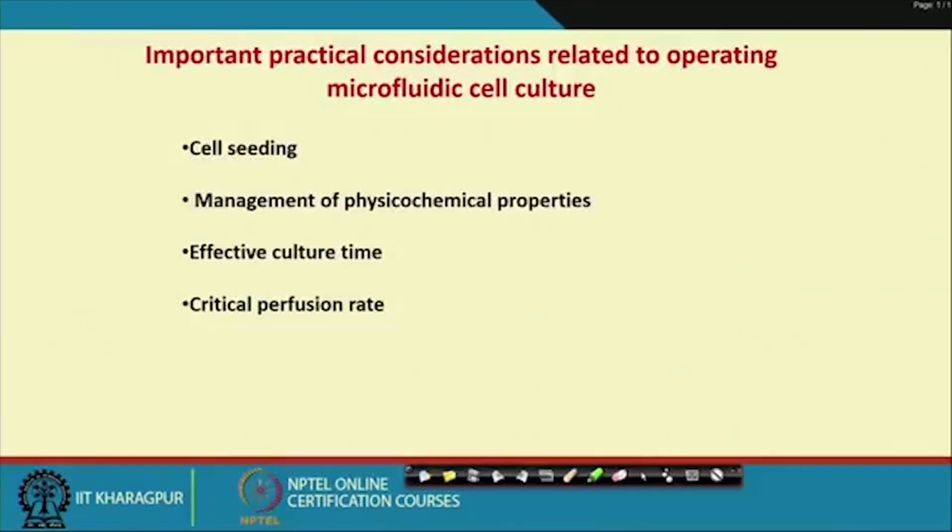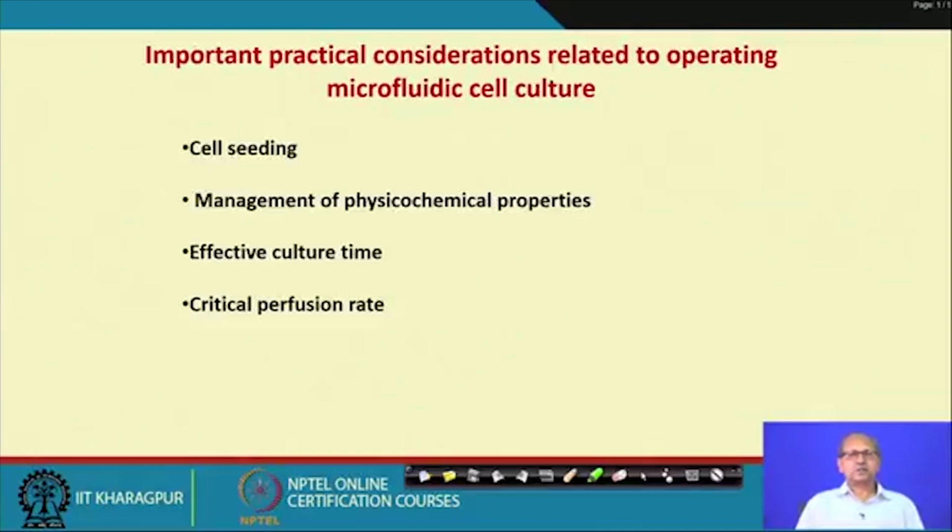So, in microfluidic cell culture we have to look at how to seed the cells, then how to manage the physicochemical properties inside the microfluidic channel when cells are growing. Then you also have to know the effective culture time, meaning the time necessary for exchanging the media when you are doing static cell culture, and the critical perfusion rate, the medium flow rate when you are doing dynamic cell culture. And before going to the cell culture itself, we have to take some precautions about bubble formation and maintaining the humidity of the microfluidic chamber.